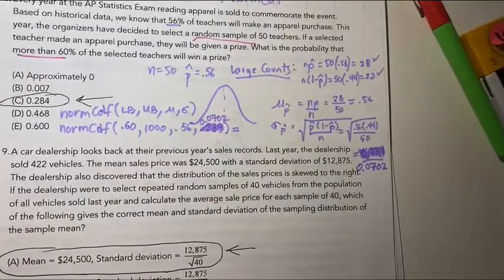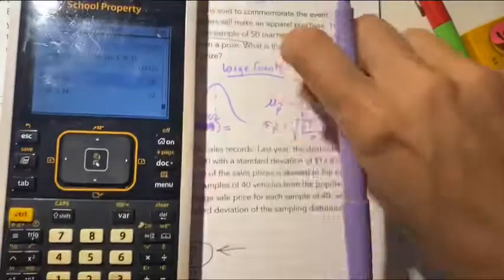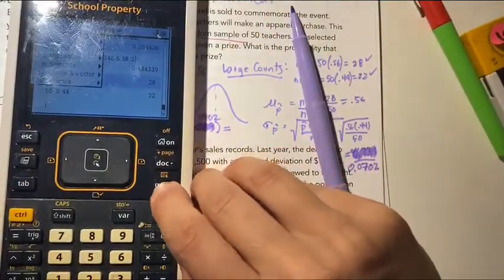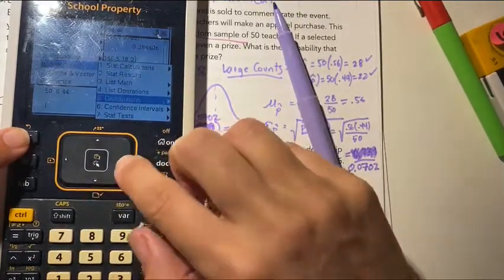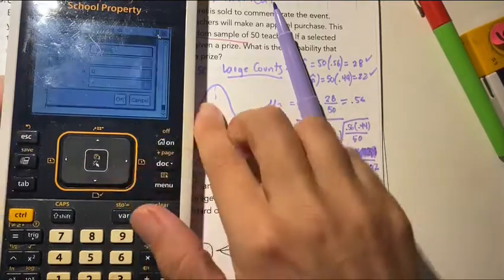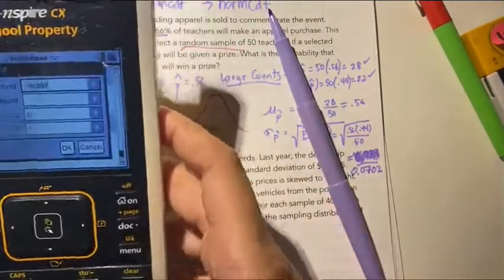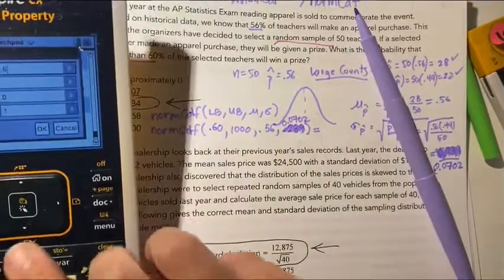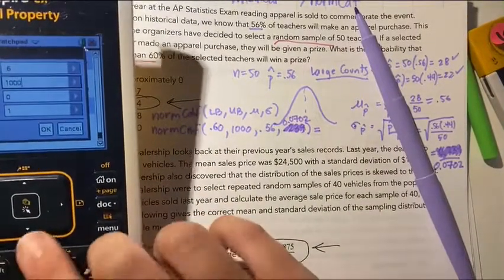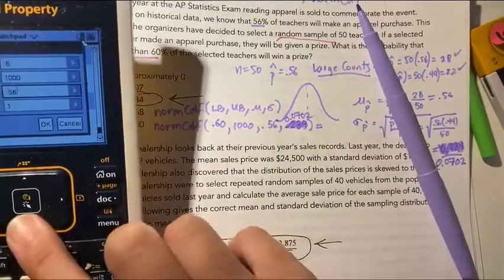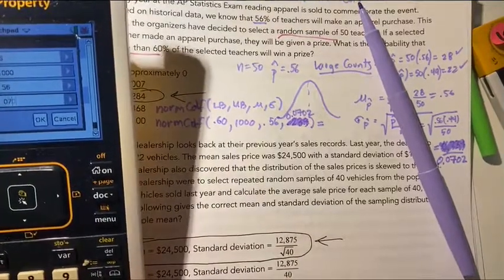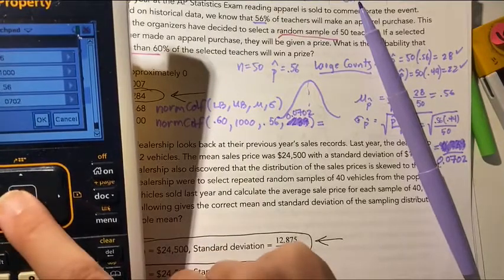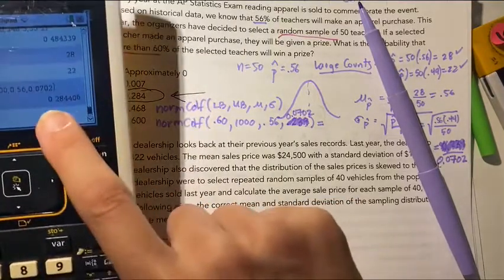All right, so let's take a look. I'm going to go to distribution again. Stat, distribution, Normalcdf, lower bound 0.6, upper bound a big number, mu 0.56, standard deviation. That was the one thing I felt I was missing. They made me calculate that piece by hand. And there, I have my answer, 0.284.